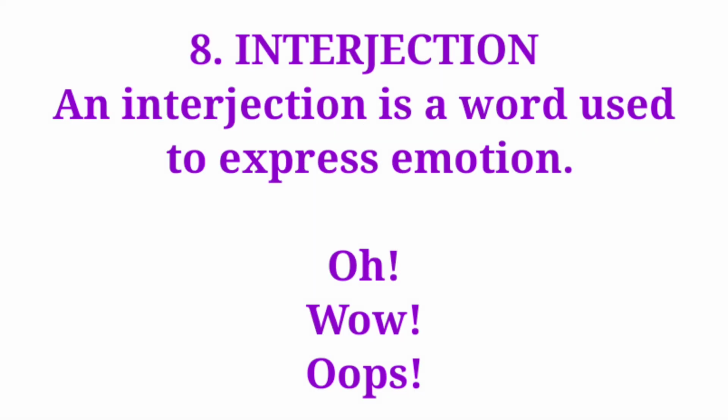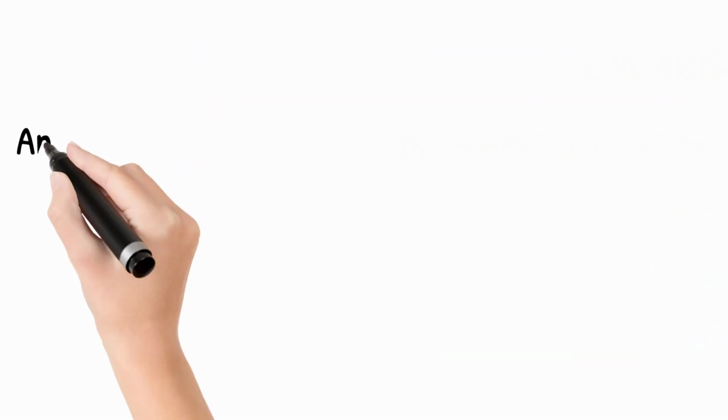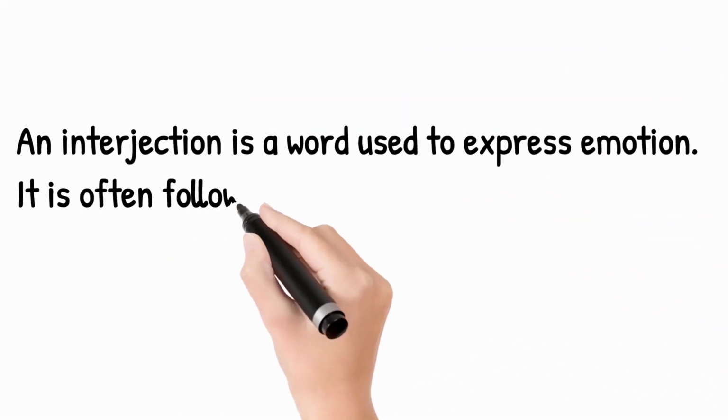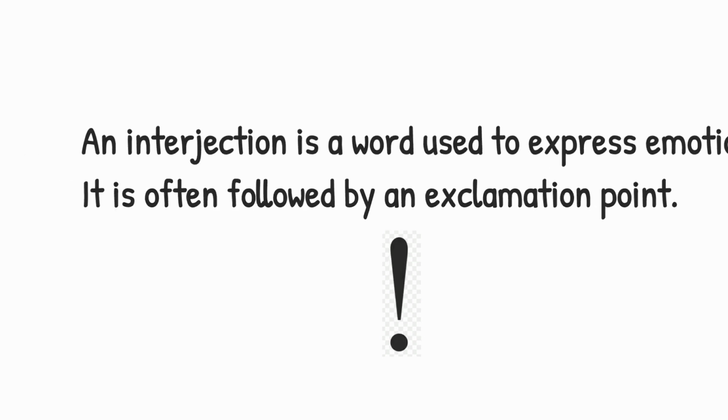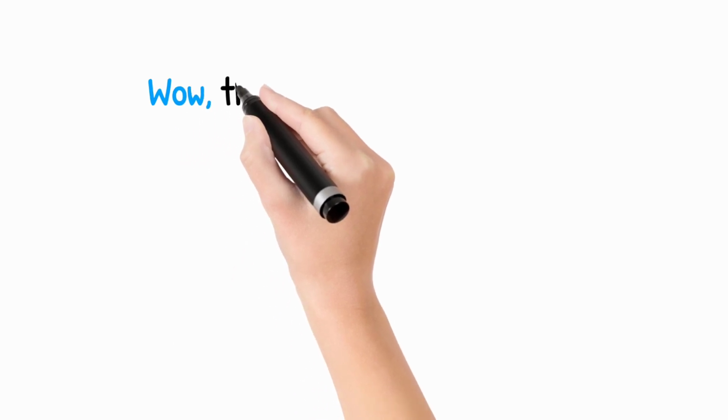The last one is interjection. An interjection is a word used to express emotion. For example, oh, wow, oops. An interjection is a word used to express emotion. It is often followed by an exclamation point. For example, wow, that's brilliant news!